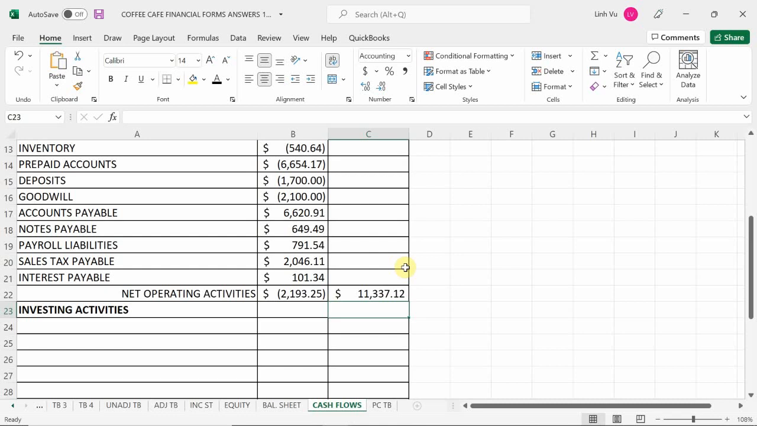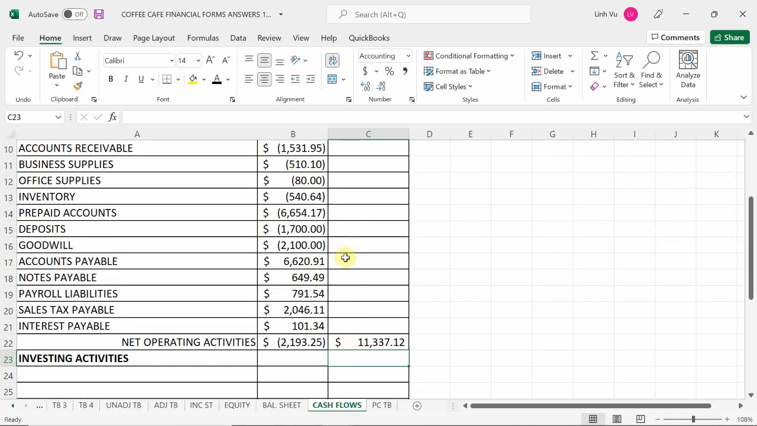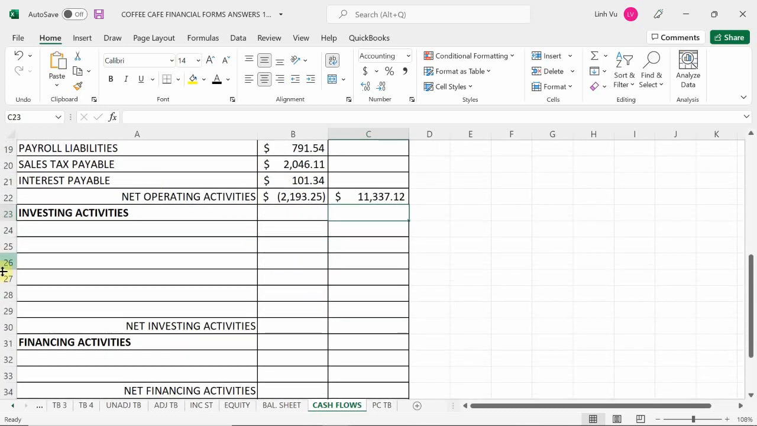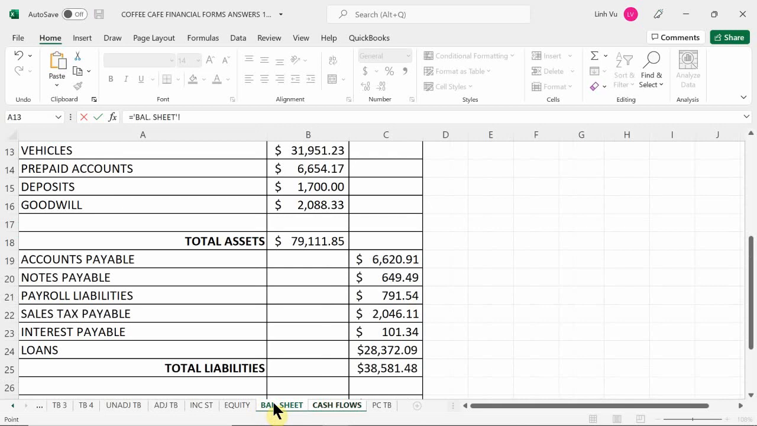All right. So this is what we're trying to do, seeing how much cash we have in our bank account, things like that. Right now we are at $11,337.12, after the operating activities. The next section is going to be investing activities. As I've mentioned before, investing activities is anything that you invest into the company, such as fixed assets.